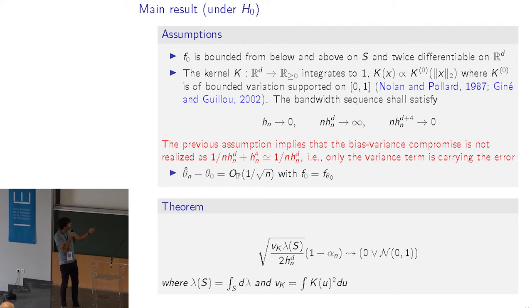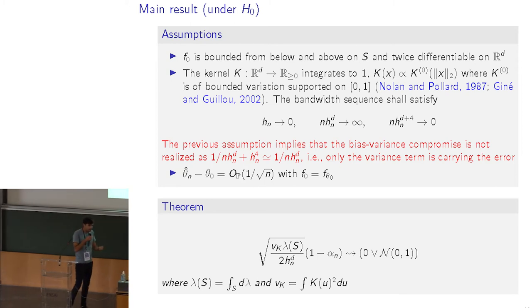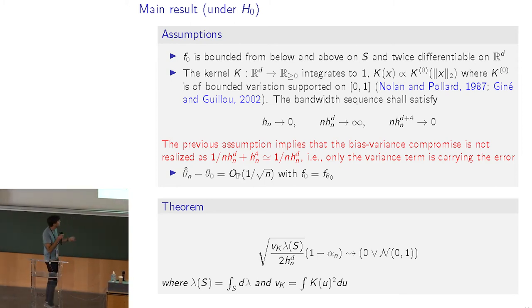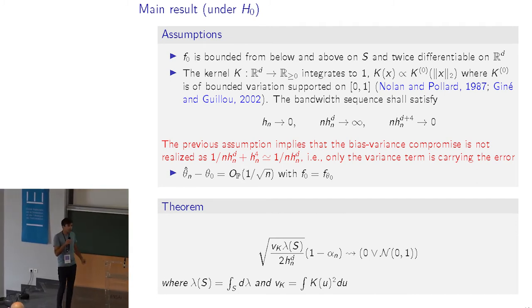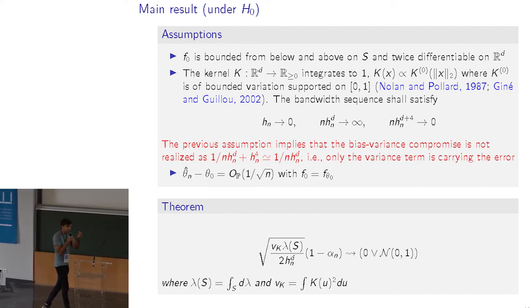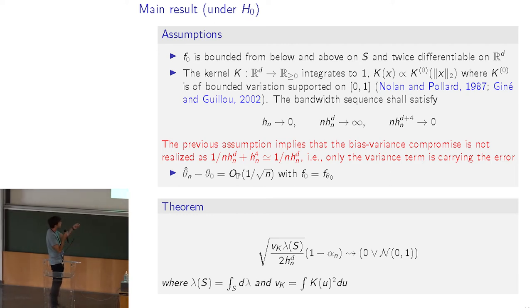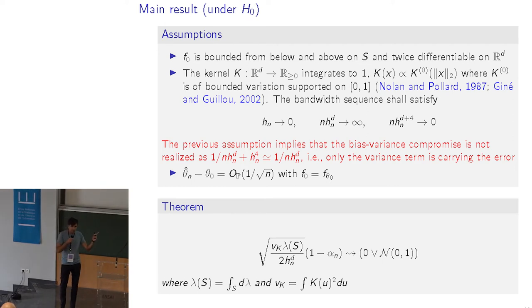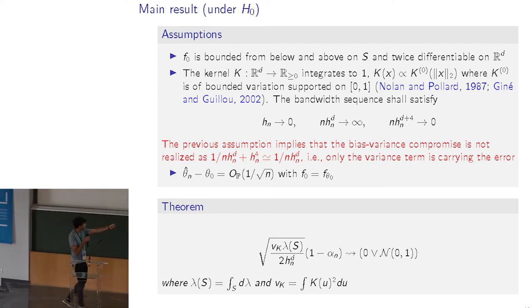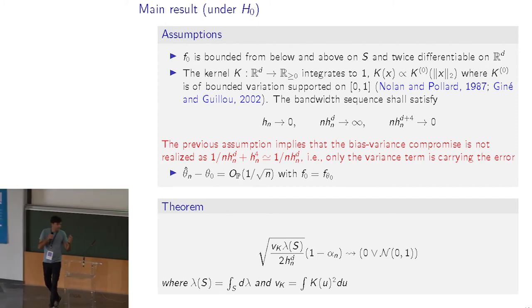So the first two conditions about the bandwidth are usual because they are needed for consistency of the kernel density estimate. What is more awkward is this assumption. This assumption implies that the bias part in the kernel density error will vanish asymptotically, and what carries the error is only the variance part.